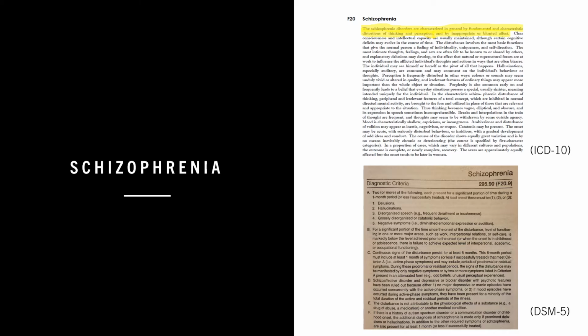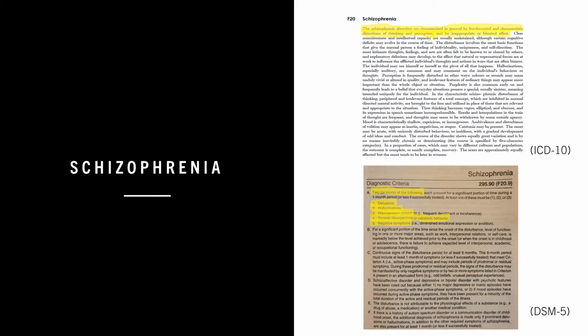The diagnostic criteria, according to the DSM-5, establish there must be at least two of the following: delusions, hallucinations, disorganized speech, grossly disorganized or catatonic behavior, and/or negative symptoms, which could include things like diminished emotional expression or avolition, which is a complete lack of motivation to do even everyday tasks.